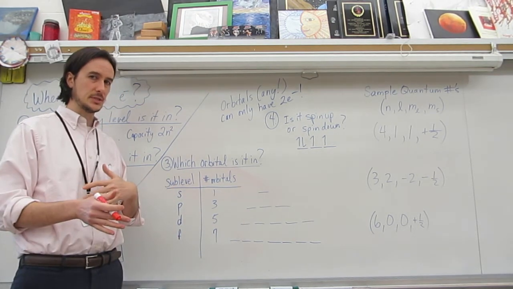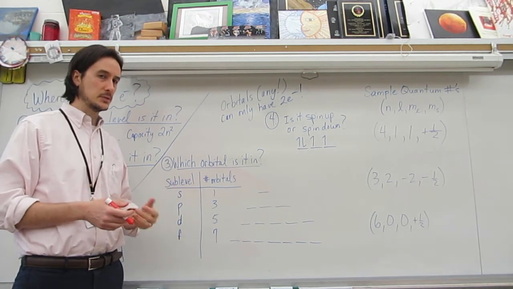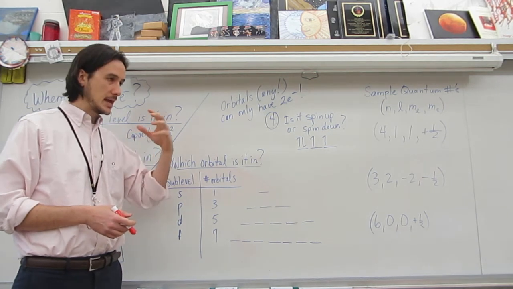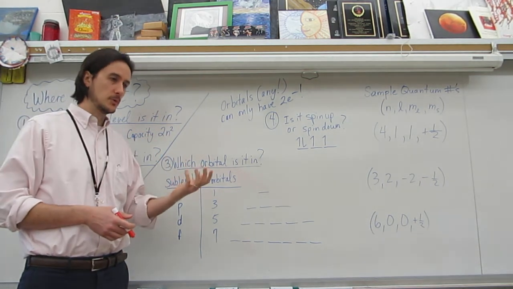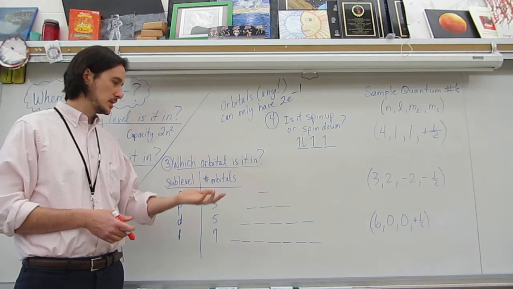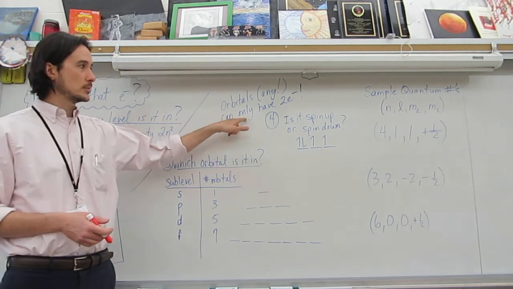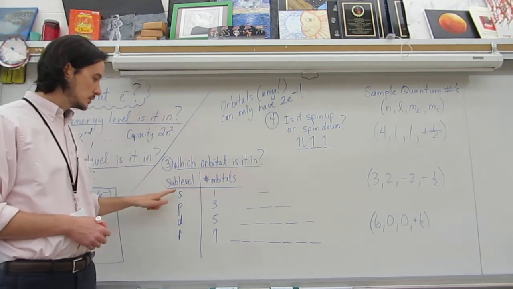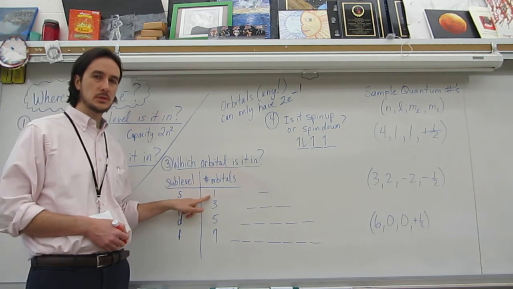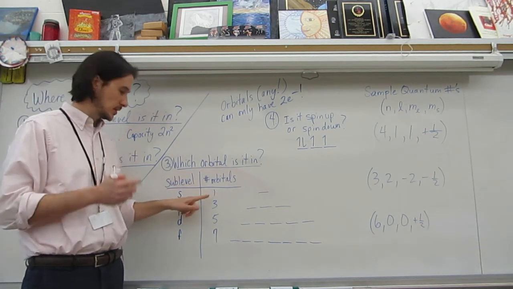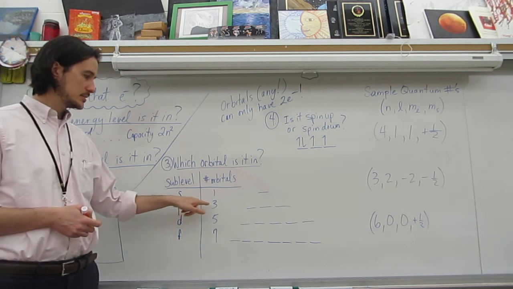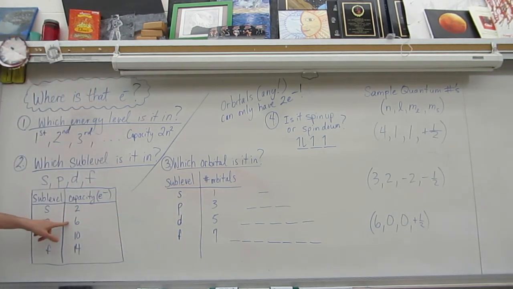There's a lot of terminology in this chapter. Whatever sublevel it's in, it's going to have a certain number of orbitals, from 1, 3, 5, and each orbital can only hold 2 electrons. So an S sublevel only has 1 orbital, only holds 2 electrons. A P sublevel has 3 orbitals. 3 times 2 is 6, it holds 6 electrons.